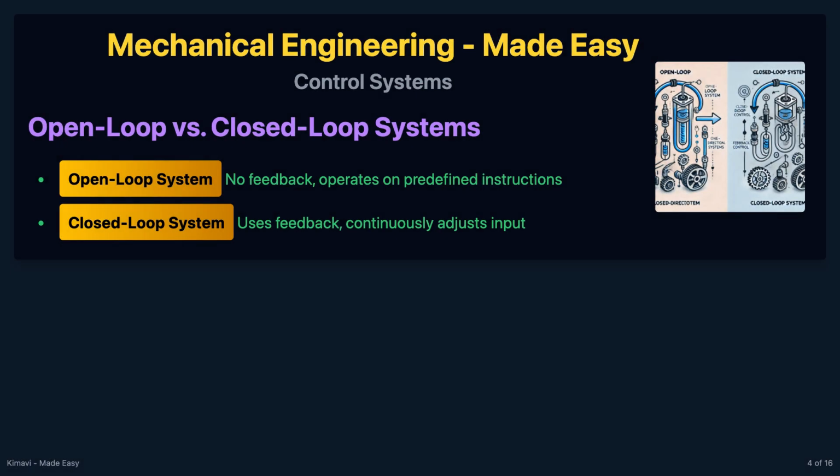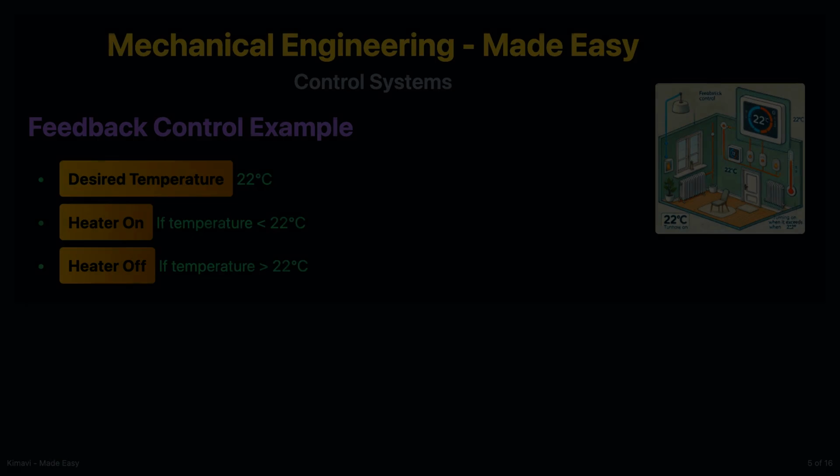An open-loop system does not use feedback to adjust its input. It operates based on predefined instructions. For example, a washing machine that runs for a set time, regardless of the cleanliness of the clothes. In contrast, a closed-loop system uses feedback to adjust its input. It continuously monitors the output and makes necessary adjustments to minimize the error. For example, a thermostat that adjusts the heating based on the room temperature.